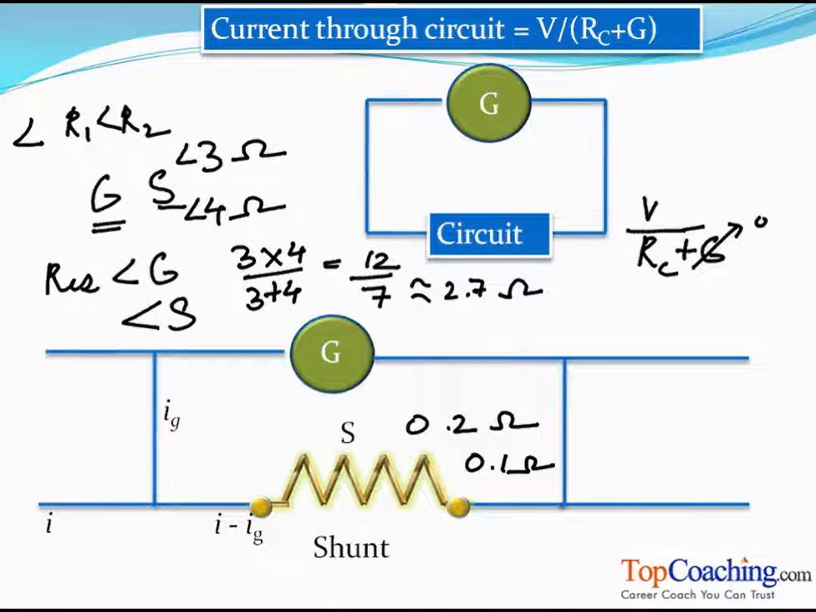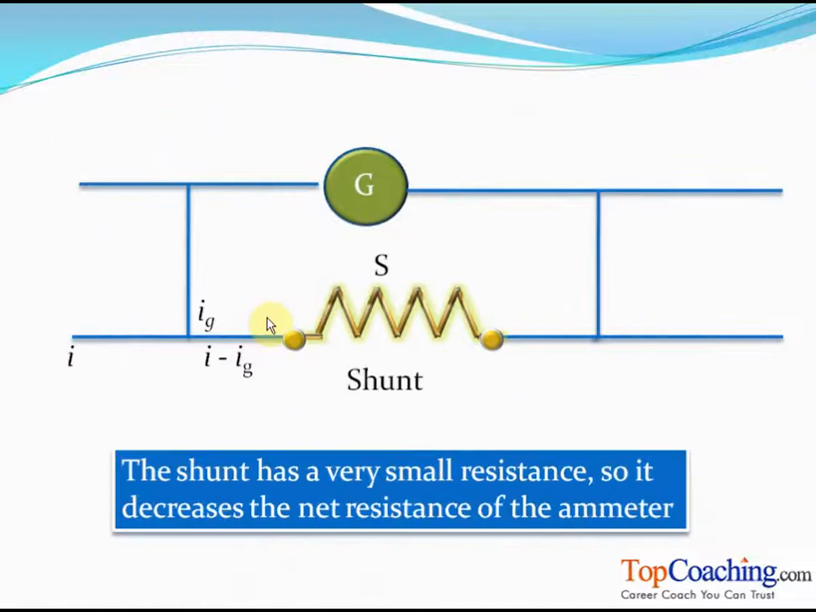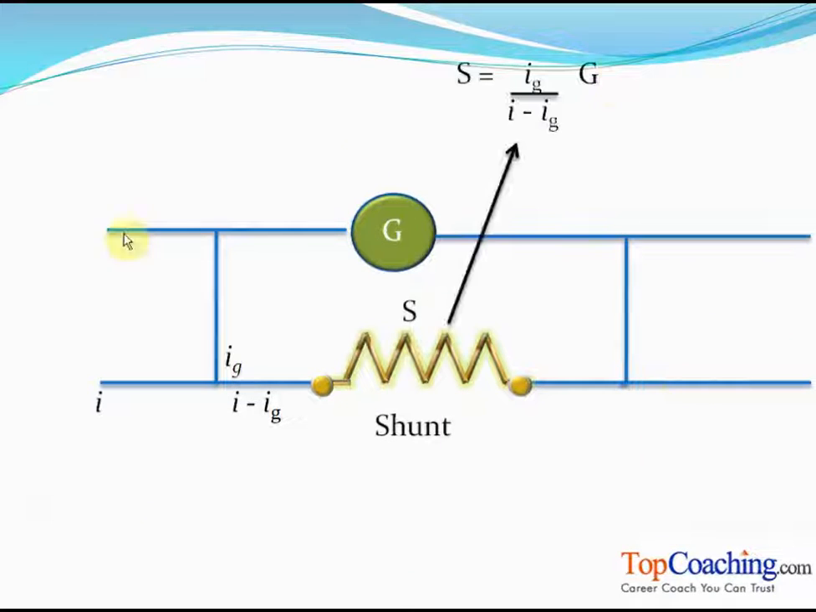So that was the principle of the ammeter. As I just told you, the shunt has a very small resistance, so it decreases the net resistance of the ammeter. You can actually apply Ohm's law in this circuit and say that Ig into G is the same as I minus Ig into S. So in some problem, if you have to calculate the shunt resistance, this is what you can use. S is Ig by I minus Ig into G, because the potential difference across these two terminals is the same. Ig into G equal to I minus Ig into S.